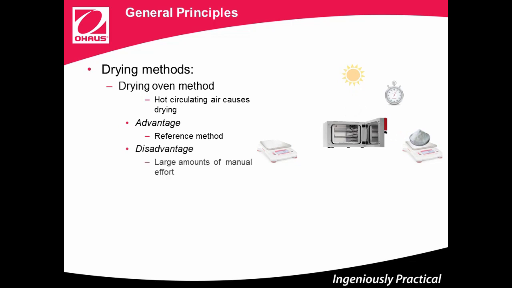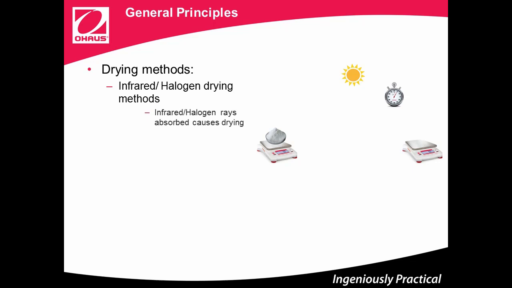The disadvantage is that it requires a lot of manual effort and long hours of measuring time, which increases the possibilities for mistakes. Infrared or halogen drying methods. These methods dry by using direct infrared or halogen radiation. The rays absorbed by the sample cause drying.